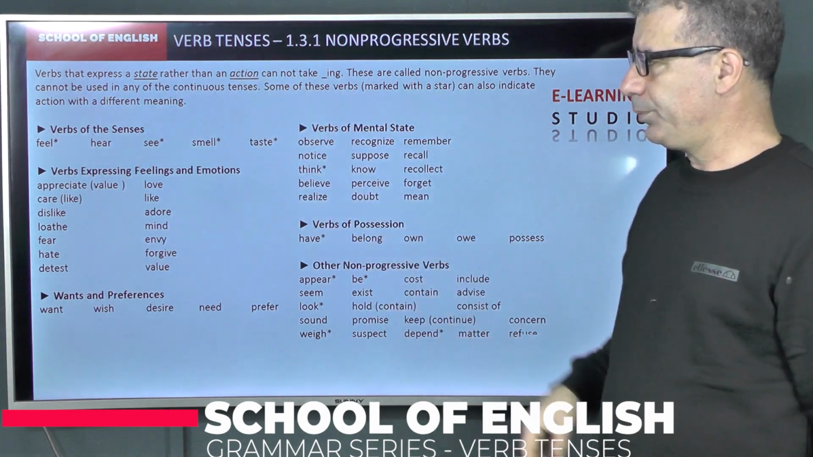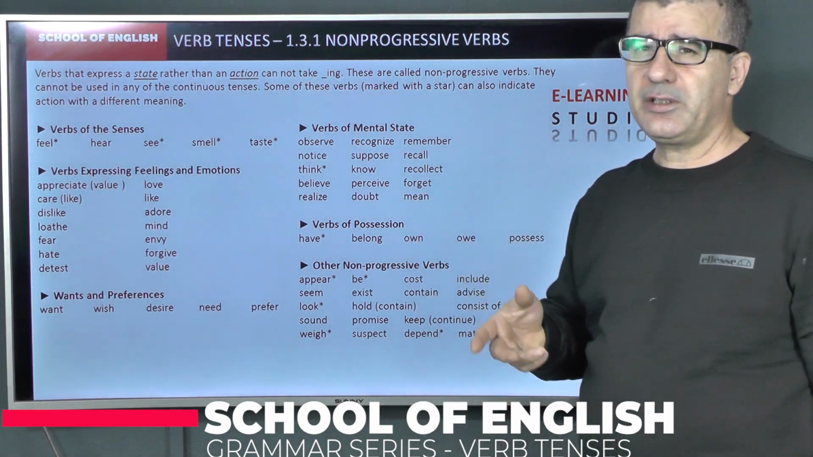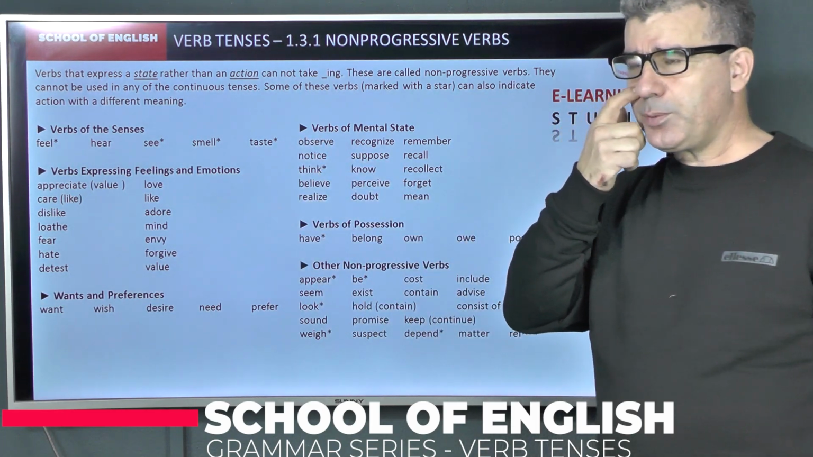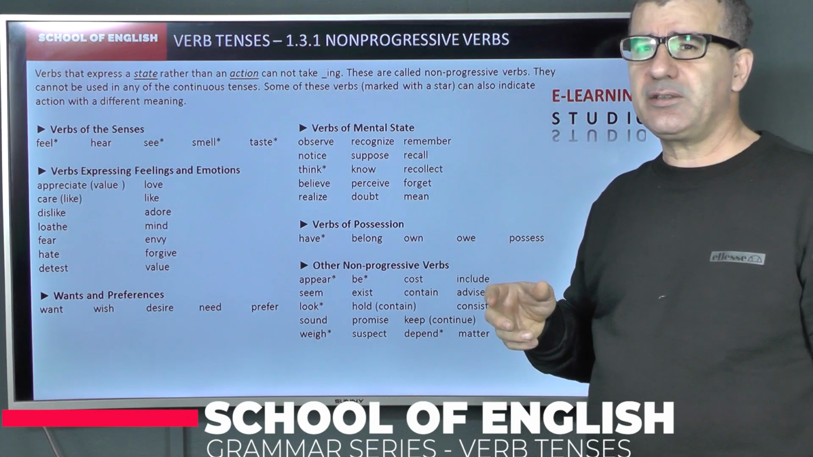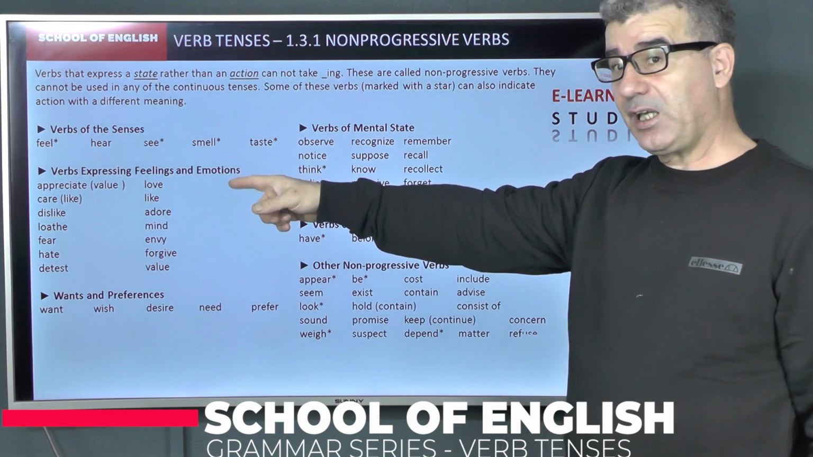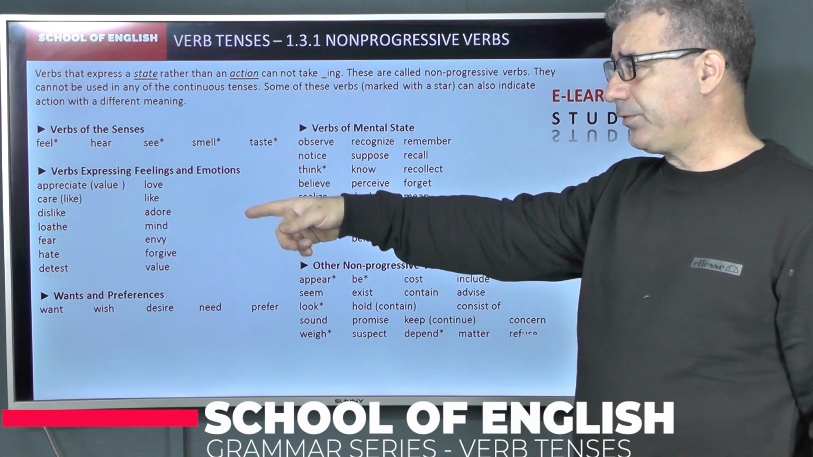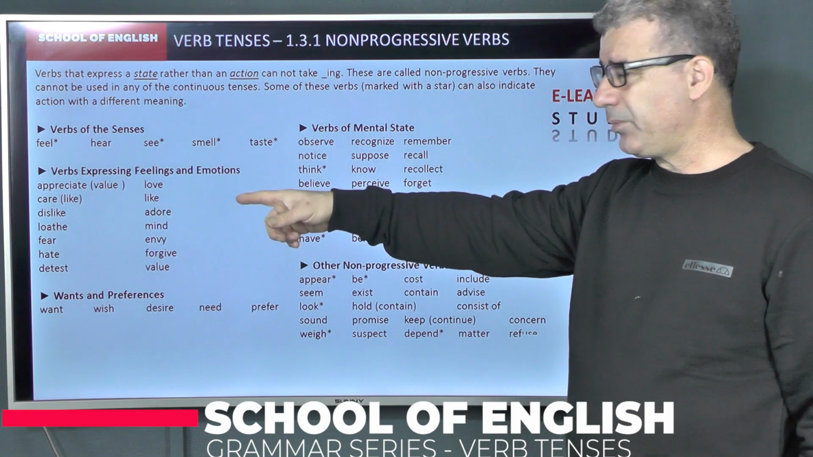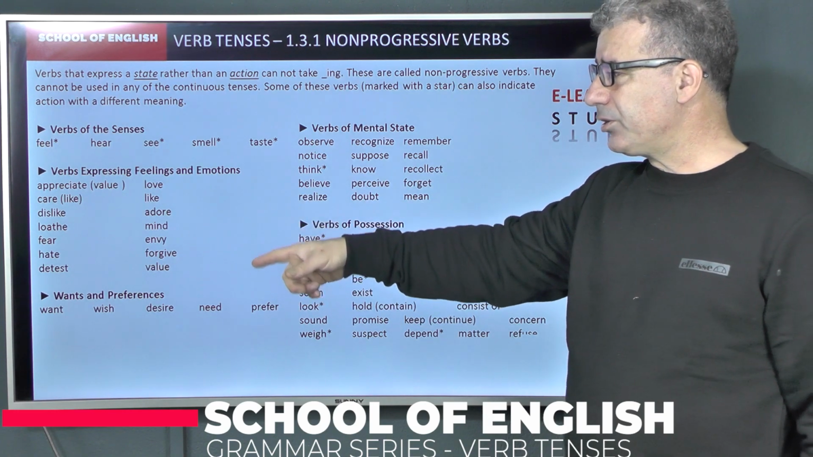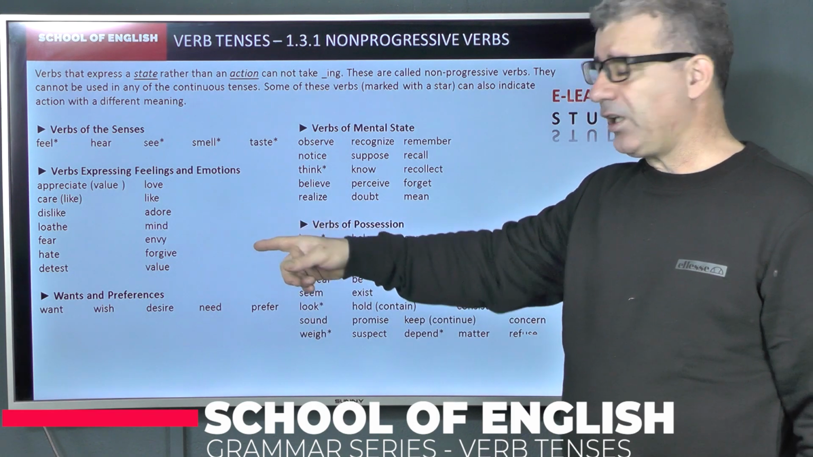First of all, in the first group, we have verbs of the senses. What are they? Feel, hear, see, smell, and taste. And in the second group, we have verbs expressing feelings and emotions. Let's have a look at them. Appreciate, meaning value. Love, care, meaning like itself. Dislike, adore, loathe, means hate, as you know. And mind, fear, envy, hate, forgive, detest, value.